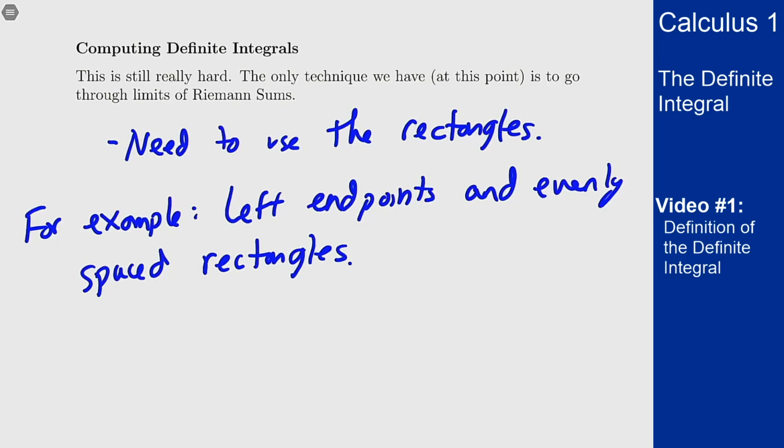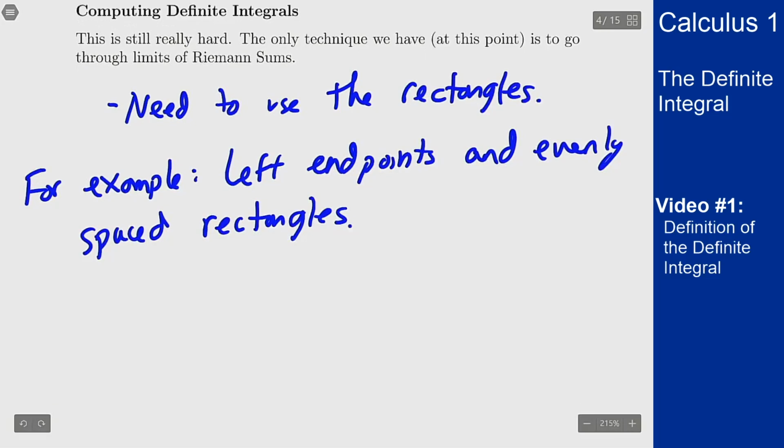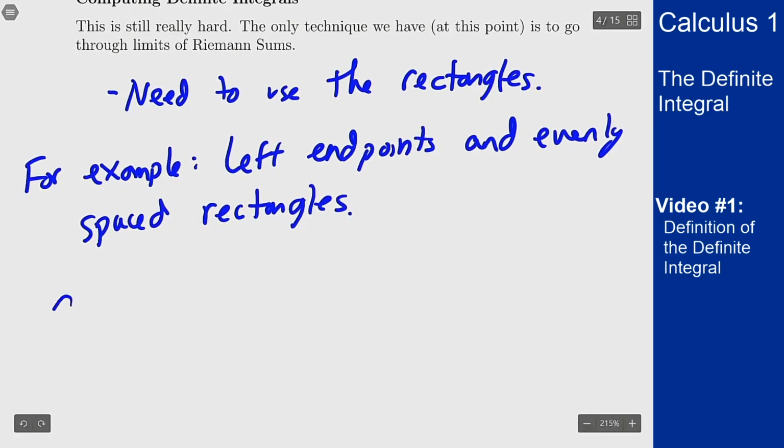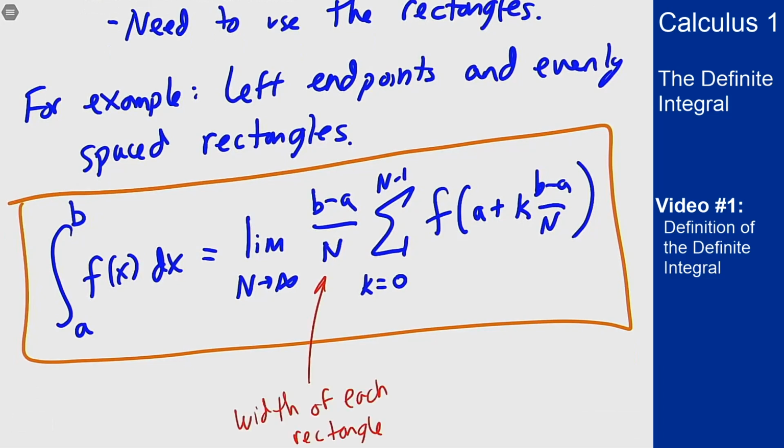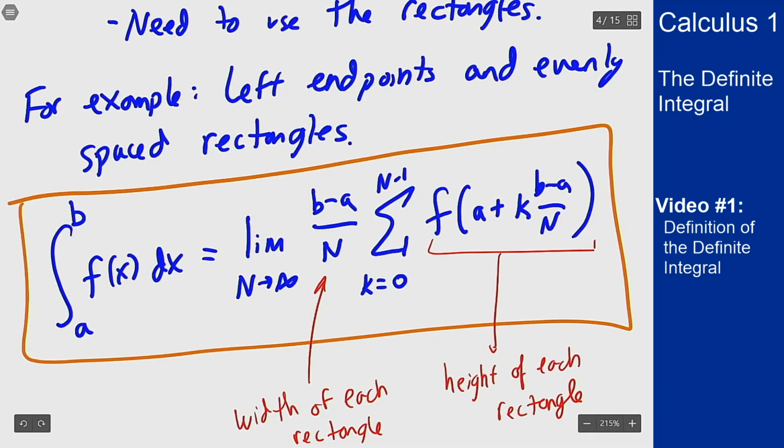So I can pick left endpoints and evenly spaced rectangles, and if you want to find the definite integral over the range from a to b of a function f of x dx, you can find it by the following formula. This comes from how we wrote out our formulas for areas of rectangles before. This b minus a over n is the width of each rectangle. This f gives me the height of each rectangle, because this a plus k times b minus a over n gives me the left endpoint of each subsequent rectangle in this arrangement.